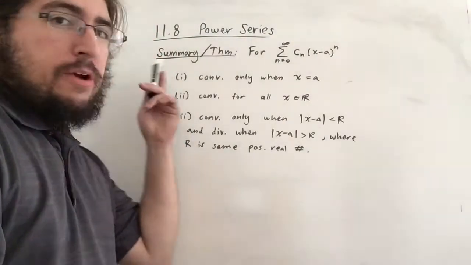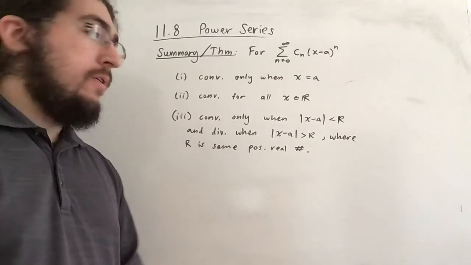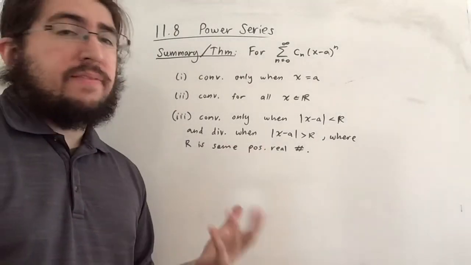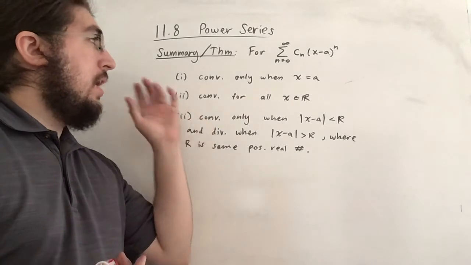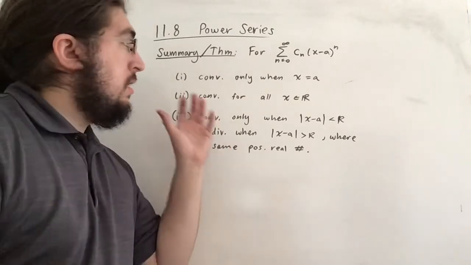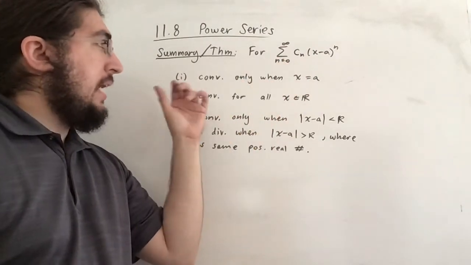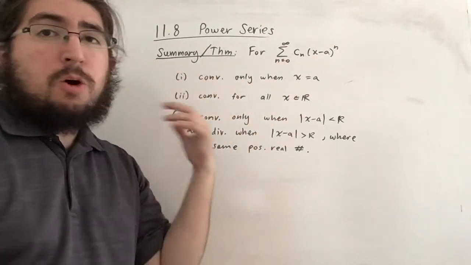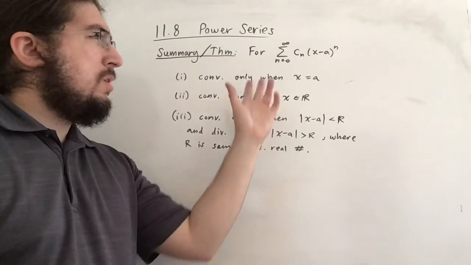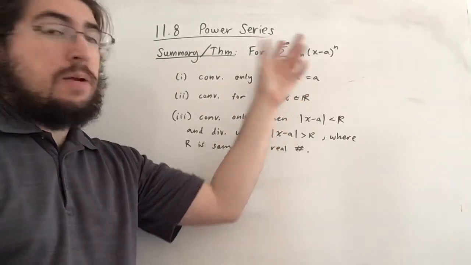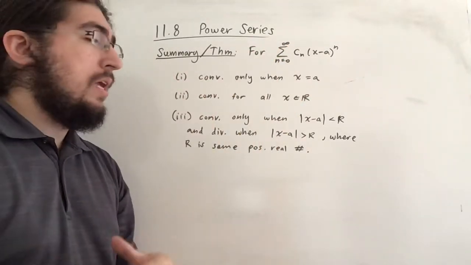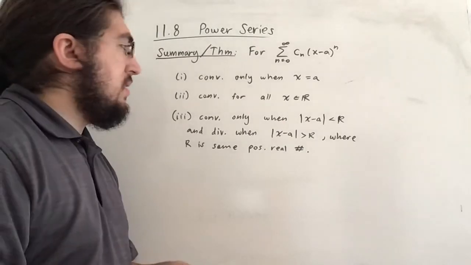Right, so I have this summary / theorem here. The book calls it a theorem, but it's basically a summary of what we've concluded earlier. There's 3 cases. So for any power series centered at a, the first case is that we have convergence only when x is equal to a, which by the way, when you plug it in, you just get a minus a, which is 0, so we have a sum of zeros only. We actually saw one example of this.